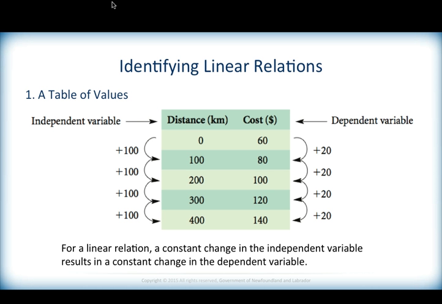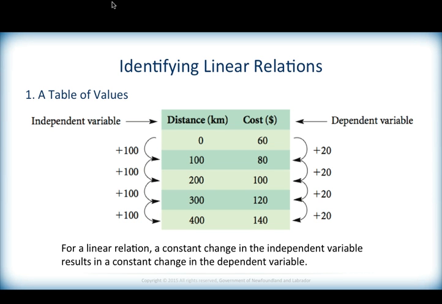First, a table of values. For a linear relation, a constant change in the independent variable results in a constant change in the dependent variable. So if you're given a question about a table of values and it asks whether that table of values is a relation or not, you have to check to see if the independent and the dependent variables have a constant increase or a constant decrease. The dependent and independent variable don't need to have the same increase or decrease, as long as each variable has its own increase that is constant.